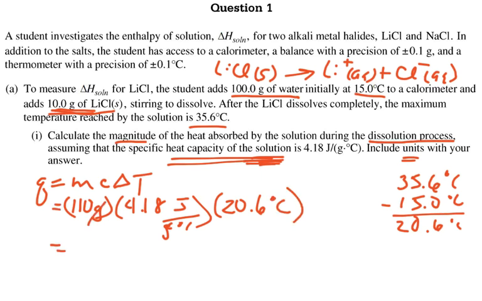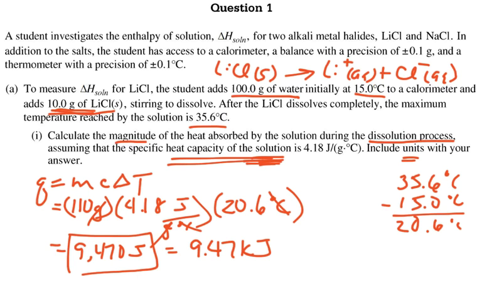Okay, and when we do all this, grams drop out and degrees drop out. We're left with joules, and the value that I get is 9,470 joules, which we could also report as 9.47 kilojoules. Now we don't care about the sign of this because they want the magnitude of the heat absorbed by the solution during the solution process.